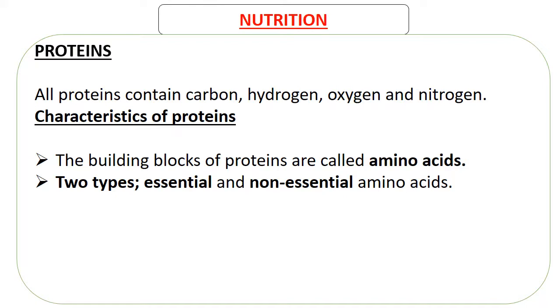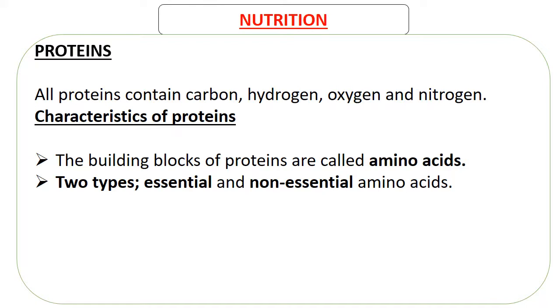So what are essential amino acids and non-essential amino acids? Your body is capable of making its own amino acids, but not all types of amino acids. There are basically about 20 types of amino acids. Some can be made by your body, but others cannot. Those which can be made by your body are called non-essential amino acids. Why? Because they are already in the body. It's not necessary that they are part of your diet.